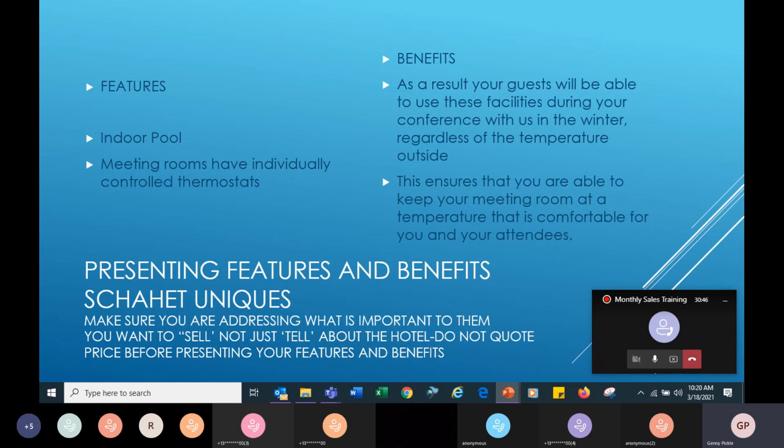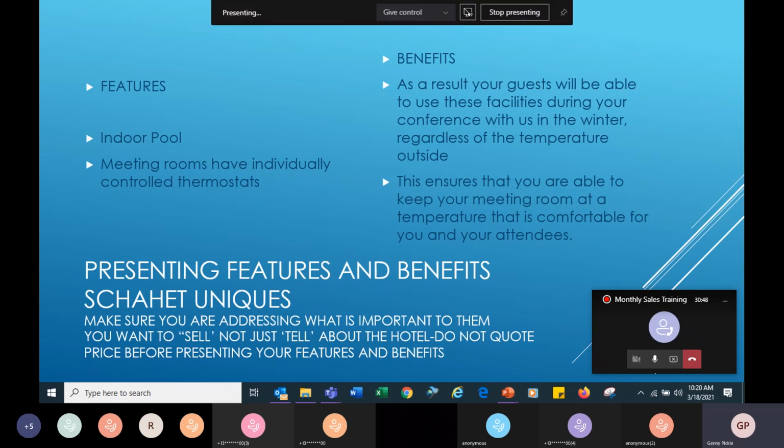What's the third process of selling? The presentation. So once you go through your features and benefits, you're ready to present. So you want to kind of transition into that presentation as well with some sort of a statement. Does anyone have a transition statement that they want to share with the group?